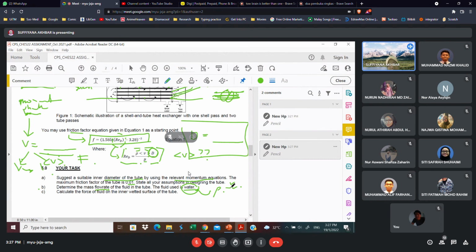So macam mana nak tahu pressure dan temperature dia? Soalan langsung tak bagi tahu. So maybe you boleh assume, okay, you nak design you punya ni, kata you nak masuk you punya inlet water dalam temperature berapa, dalam pressure berapa. So you boleh guna table property tadi untuk dapatkan density and viscosity and so on lah yang berkaitan. Okay. And then calculate the force. Sama lah. Force ni mesti F lah on the inner water surface of the tube. Then selesai. Okay. Boleh nampak?